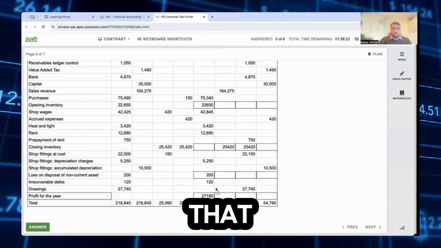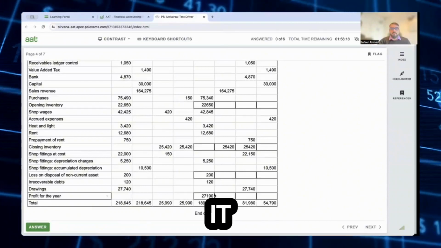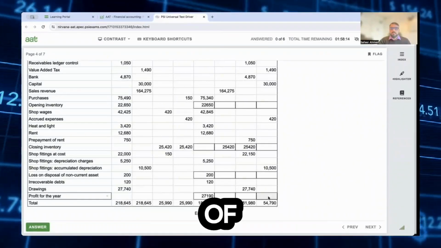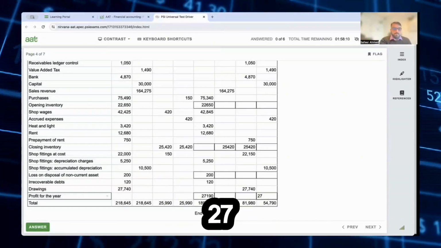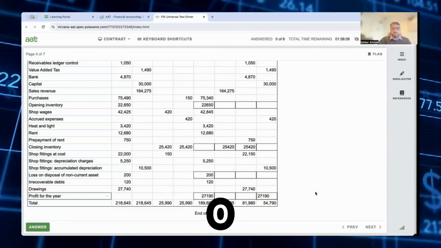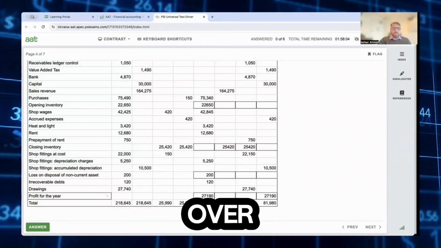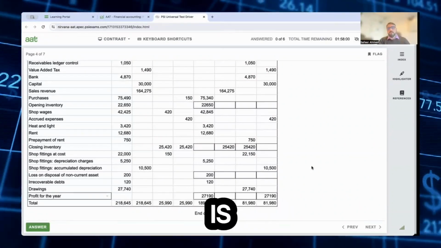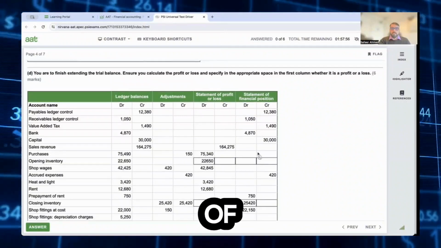And remember that this profit is added to your capital, which means that it will be on the credit side of the statement of financial position, which is 27,190. Okay, so as you can see, the extended trial balance is balanced, which is a verification that your answer is 100% correct in this part of the question.